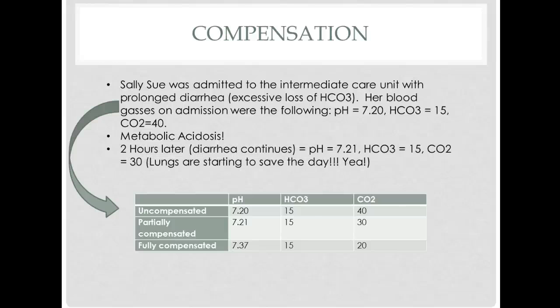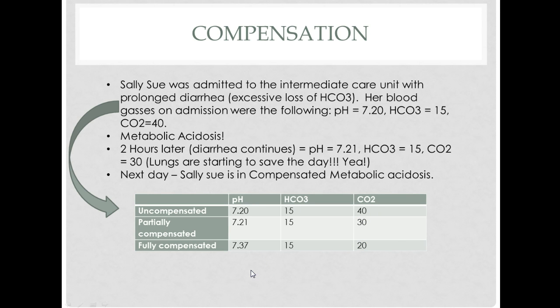Two hours later, diarrhea is still continuing. Her pH is 7.21. Okay, it's getting a little closer to normal, but it's still in the acidotic state. Her bicarb is still 15 because she still has that diarrhea, right? And then her CO2 is 30. What she's doing is slowing down her respiration and breathing slower to hang on to the CO2. She's not breathing it out. Her body's hanging on to it. So her lungs are starting to save the day.